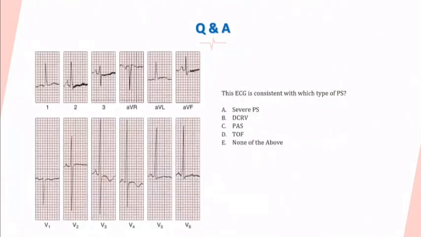And this ECG is consistent with which type of pulmonary stenosis? Here the LV forces are predominant and hardly any RV forces are seen. So the most likely cause is critical or pinpoint pulmonary stenosis. So none of the above would be the answer.